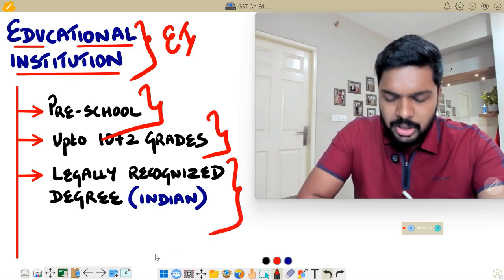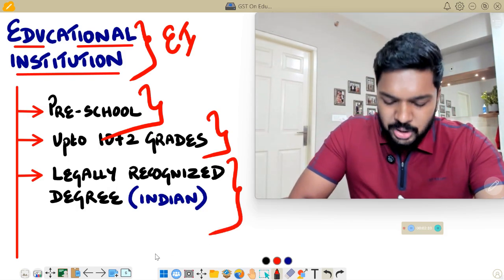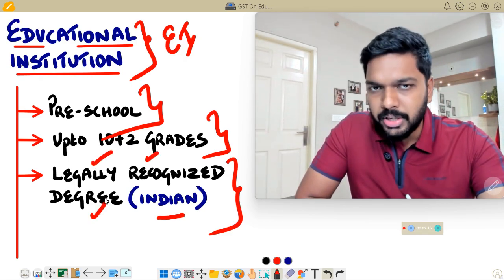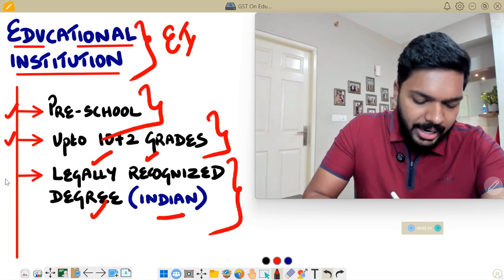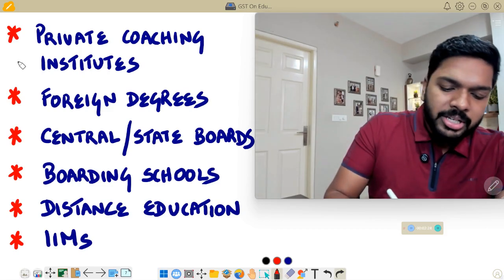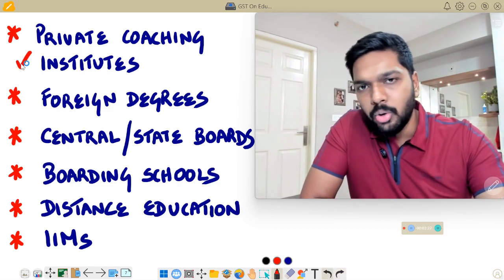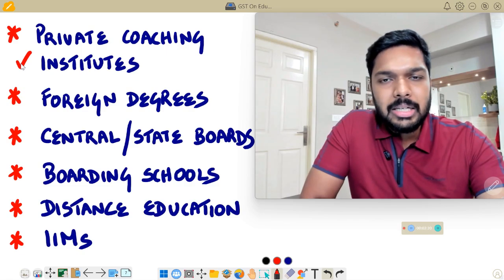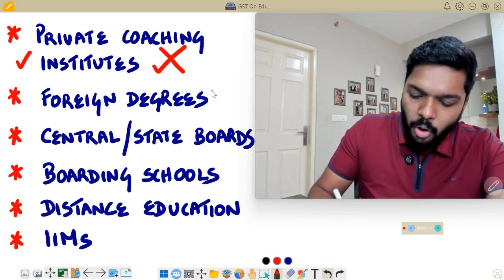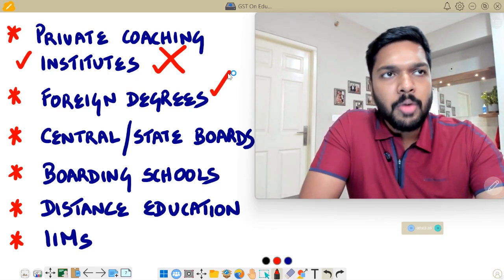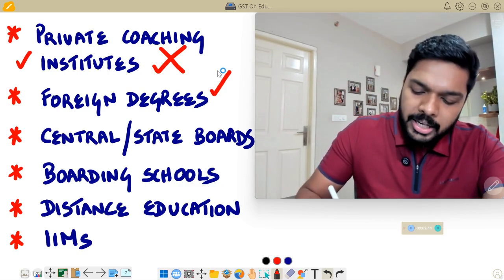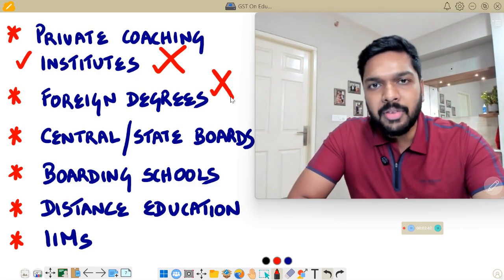Any educational course or institution providing education so as to obtain an Indian legally recognized degree is also included in the definition of education institution. So preschool, 10+2 and anything to obtain a legally recognized Indian degree. This means that a private coaching institution which only gives guidance and coaching and does not give you an Indian recognized degree is not exempt under GST, it is taxable. Foreign degrees, if you talk about commerce, you have CPA and ACCA, and you have coaching institutions and other institutions providing these courses. Because it is a foreign degree, on these courses, GST will definitely be applicable.